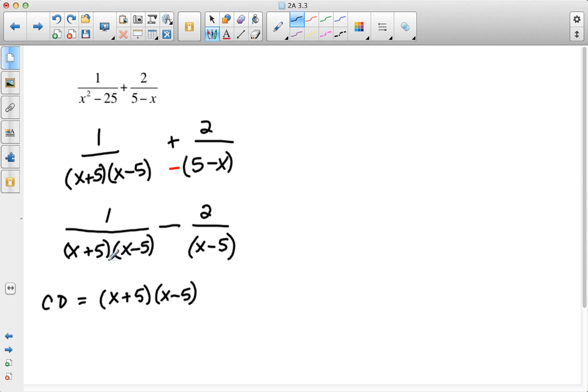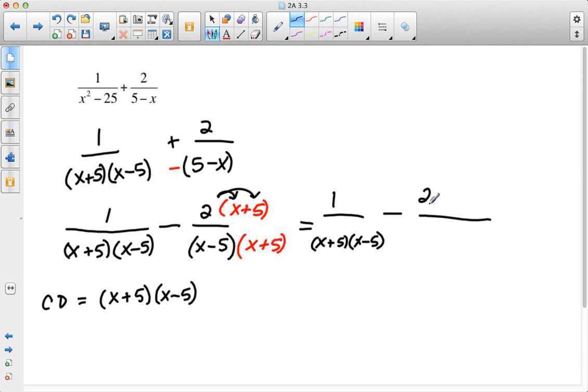So that means I don't have to do anything to my first fraction since that's already in the lowest common denominator. But with my second fraction, I'm going to have to multiply this by x plus 5, which means I multiply my numerator by x plus 5. So then as we go ahead and work this out now, using the distributive property, my first fraction doesn't change. I still have 1 over x plus 5 times x minus 5. My second fraction is going to be minus 2x plus 10 over x plus 5 times x minus 5.